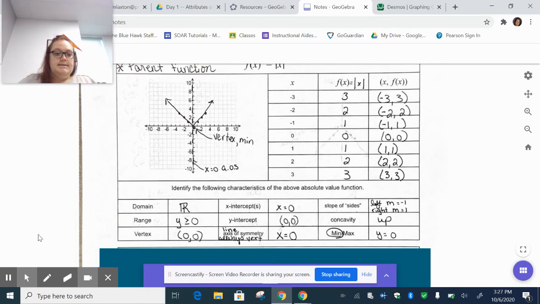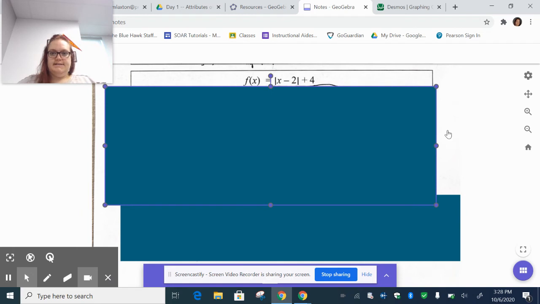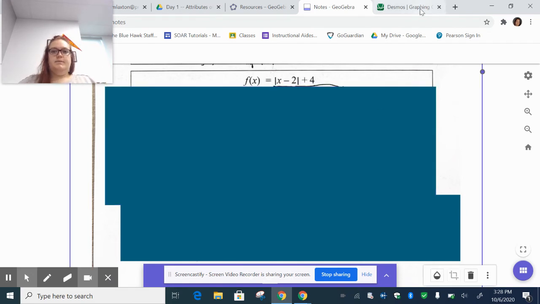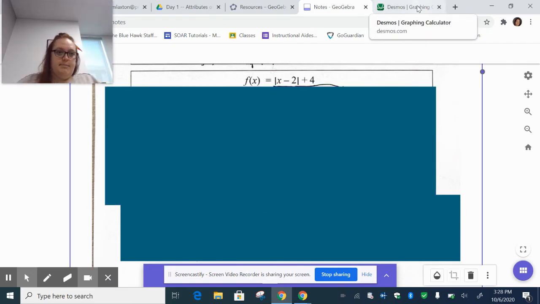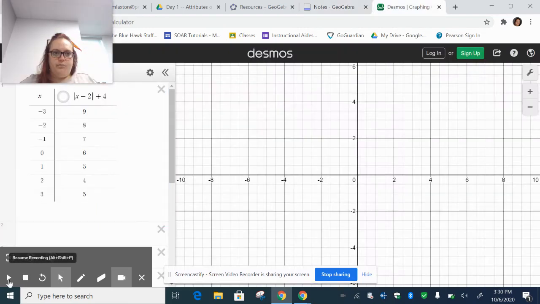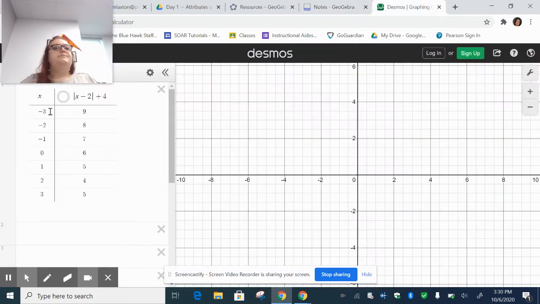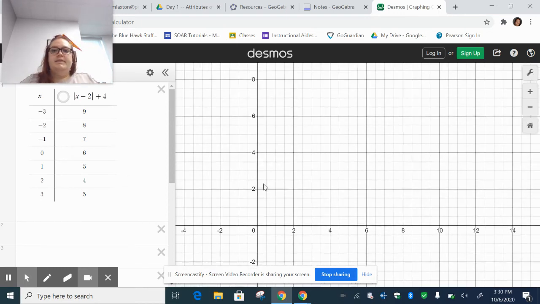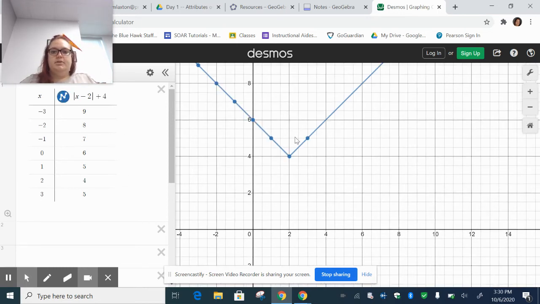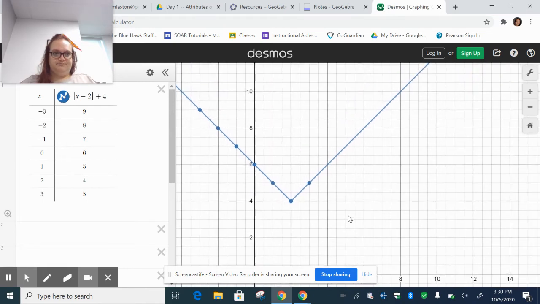All right. So here's our next example. And what I want you to do is go ahead and go to Desmos and plug that in. All right. So you've plugged this in. You've looked at your table right here. And then go ahead and plot the points on your graph. And then you will see that it looks like this.